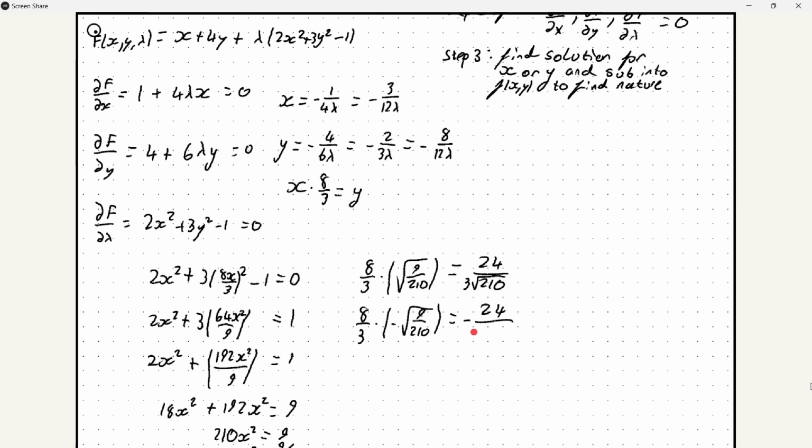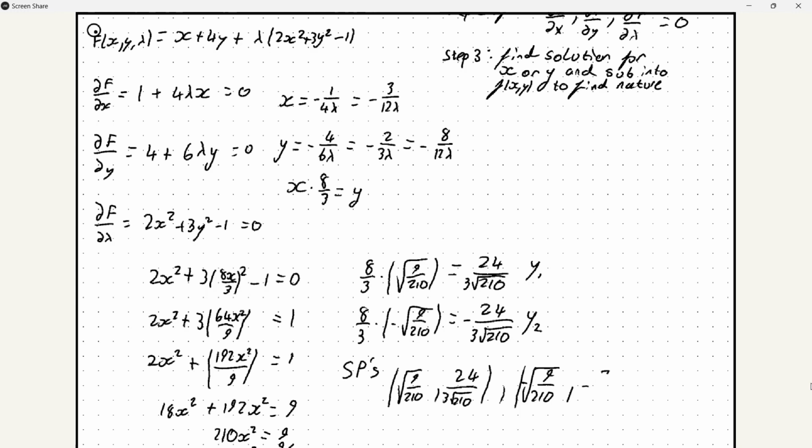Now, there are our two y values. So we have our stationary points of root 9 over 210, 24 over 3 root 210, and root 9 over 210, sorry, with a minus, and then minus 24 over 3 root 210.